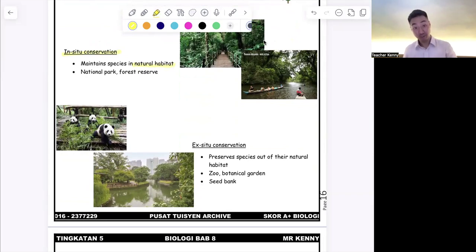Another way to take care of them is to pull them out from the habitat. For example, let's say the panda. Panda is endangered, right? If you put the panda in a natural habitat to conserve them, maybe they cannot survive. So you need to take them into the zoo and force them to breed and then put them back into the wild, right? So that is called ex situ. So you preserve them out of their natural habitat. Take care of them outside first, and then later you put them back in the natural habitat.